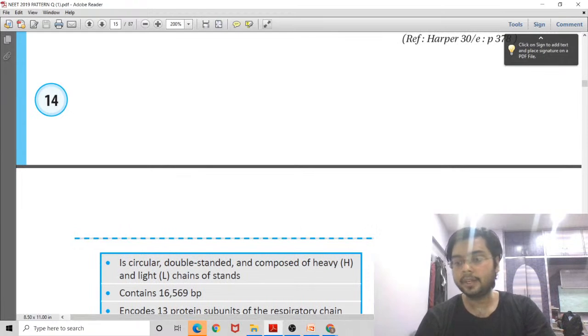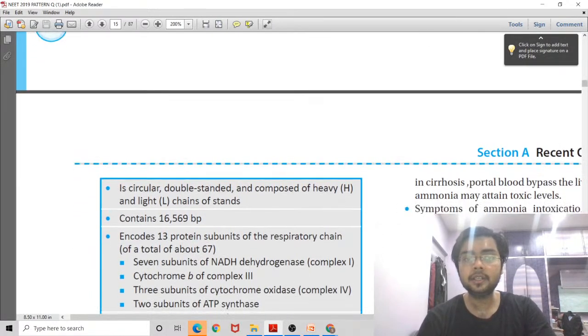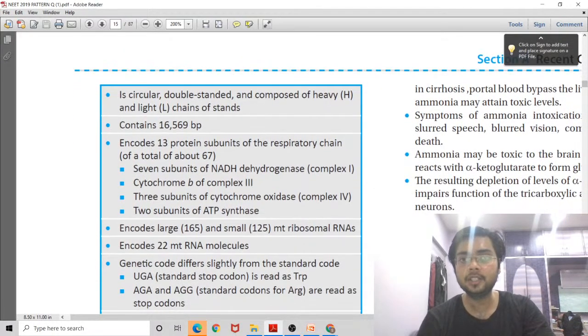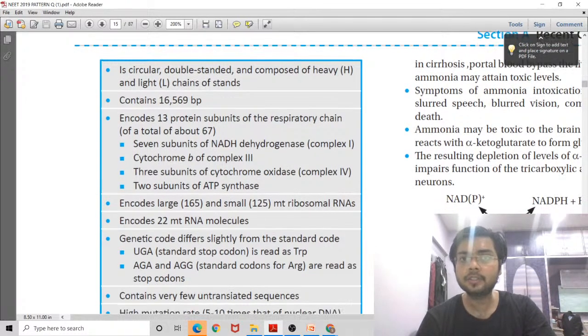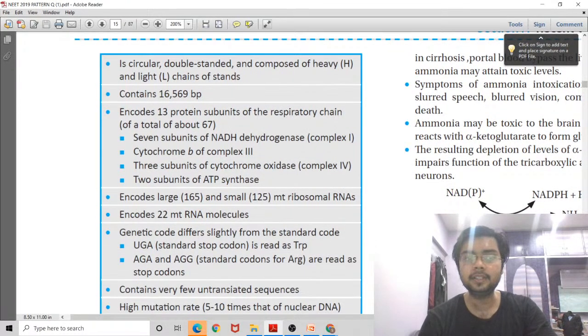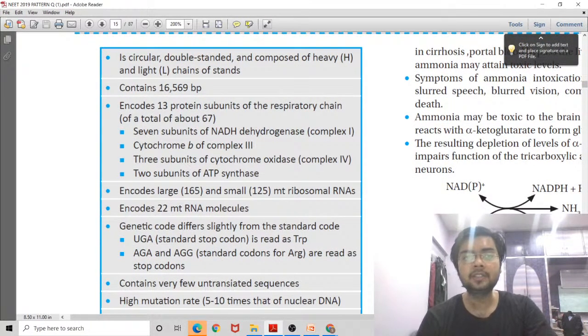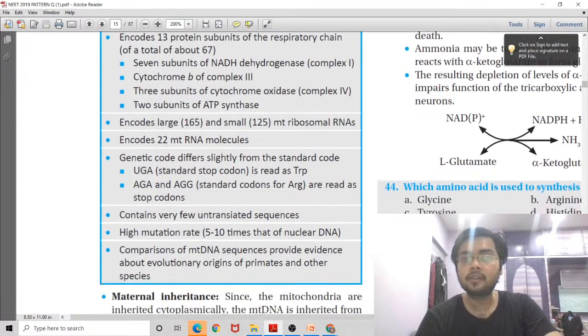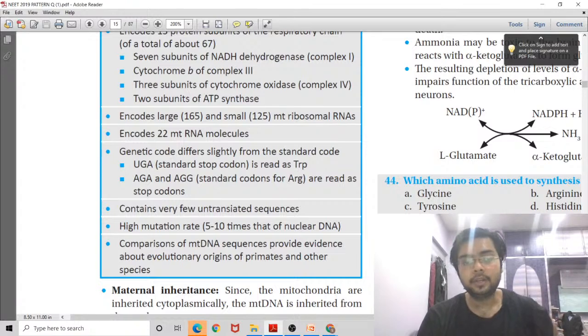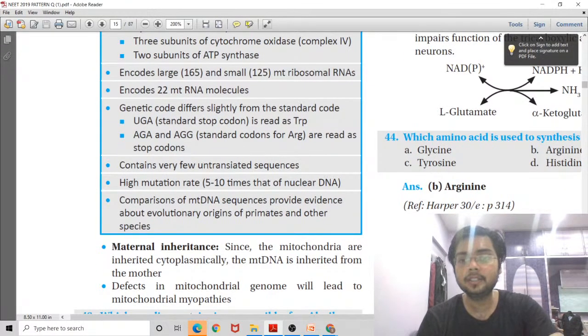Some important characteristics that you should know: it is circular, double-stranded, composed of heavy and light strands, and contains 16,569 base pairs. It encodes 13 protein subunits, that is NADH dehydrogenase, cytochrome B complex 3, cytochrome oxidase, that is complex 1, complex 3, complex 4, and ATP synthase. So these are the enzymes that are synthesized inside it or by it. These characteristics of mitochondrial DNA are important, and it is inherited as maternal inheritance.